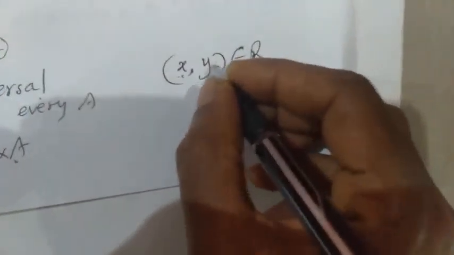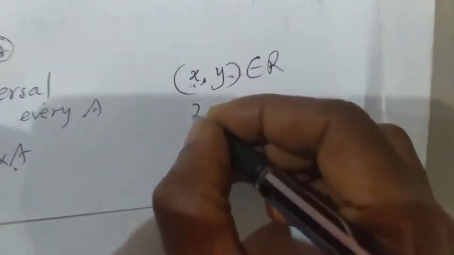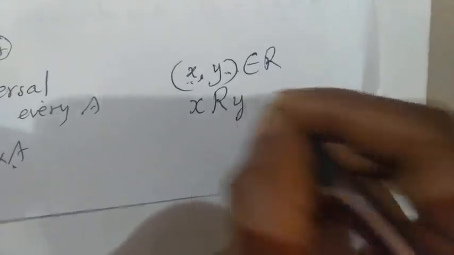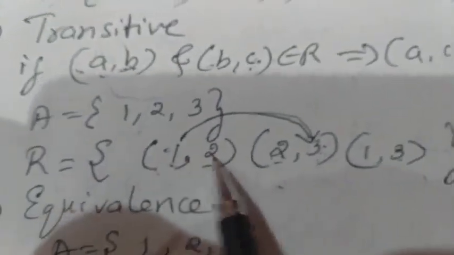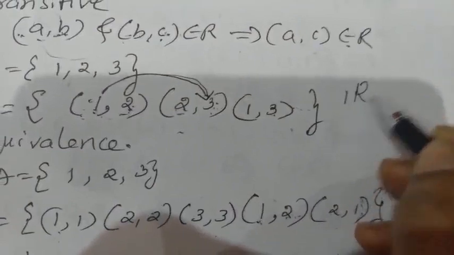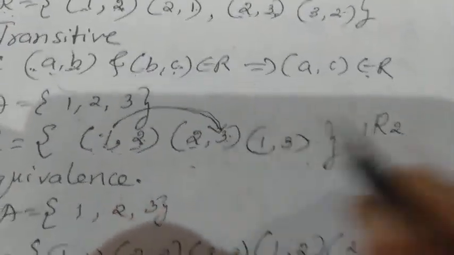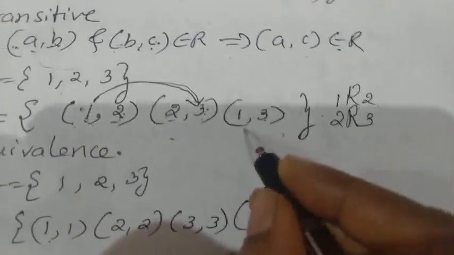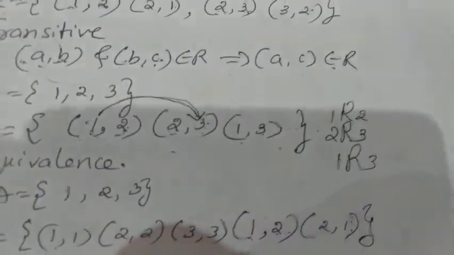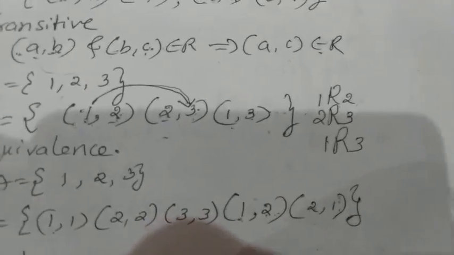And one more thing is, (x, y) belongs to R. Any ordered pair belongs to R means this is the ordered pair belonging to relation R. We can write like this also, x is related to y. For example, suppose R is equal to (1,2), (2,3), (1,3). Here 1 is related to 2, 1 R 2. Similarly, 2 is related to 3 and 1 is related to 3. Symbolically we can write like this.